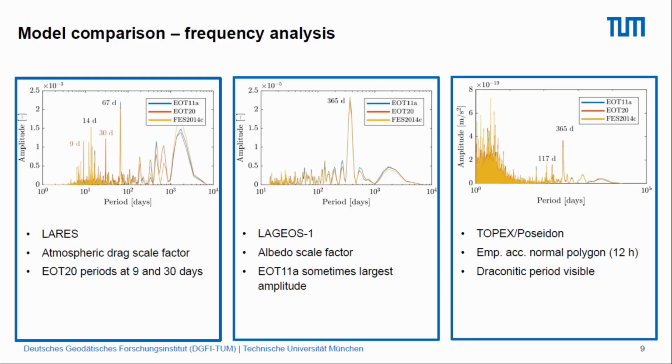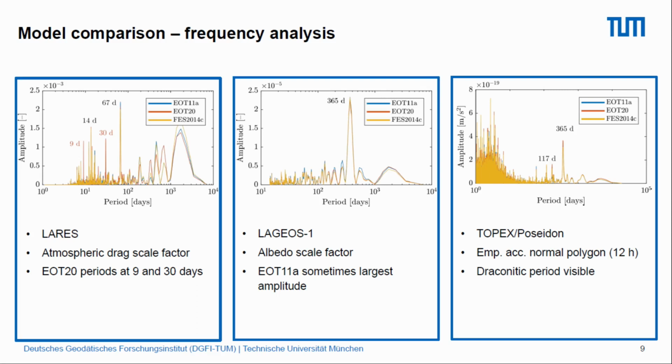I also wanted to look at other parameters which are estimated in the POD, such as the atmospheric drag scale factor. I chose the satellite Laris, and I had a look at the frequencies contained in that parameter. The main information is that I get a strong signal at 67 days, at 2 weeks, 14 days, and the unique feature in this plot is that there is only a signal of 9 days and 30 days for EOT20. The others do not have that.